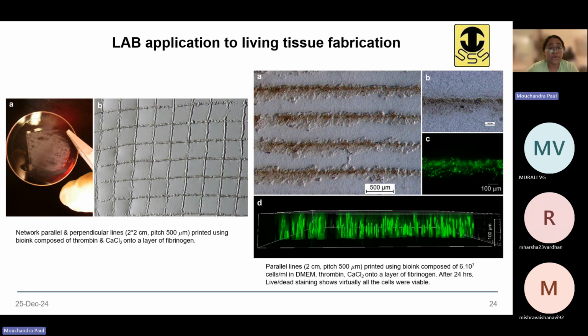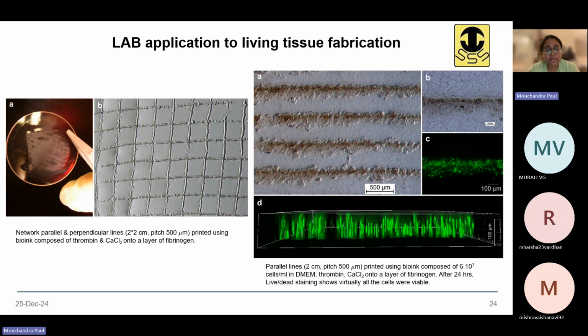Lastly, if you want to make 3D tissue structures, then it is also possible using this technique. So here, what they have done is they have printed a mesh structure with parallel and perpendicular lines. These lines are 2 centimeters in length, with the size of each square around 500 micron by 500 micron. Okay. For printing this, they are using a bioink.